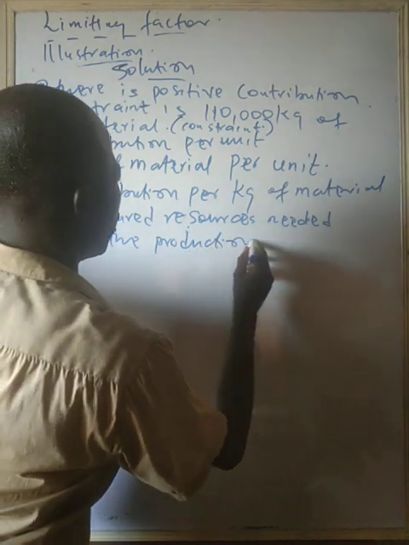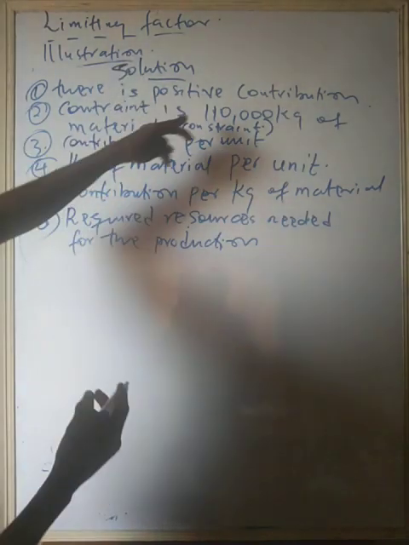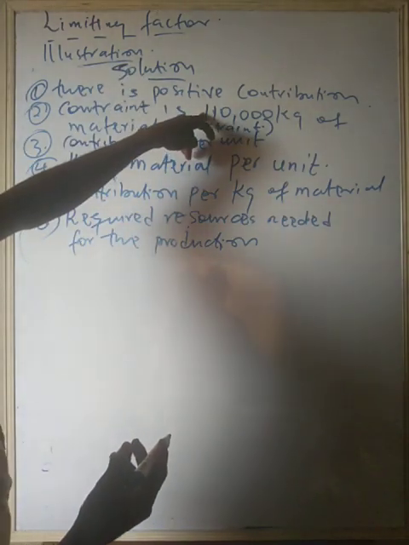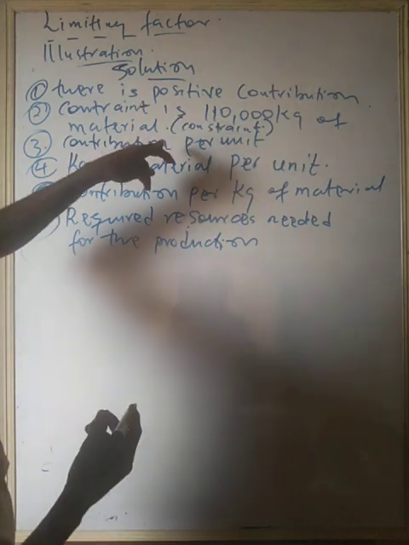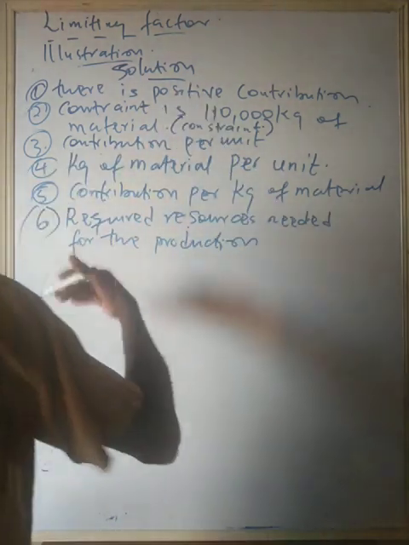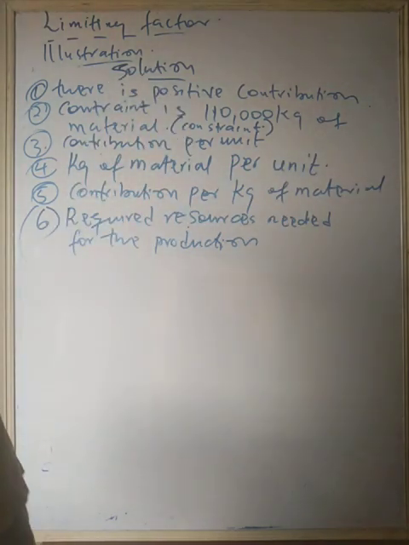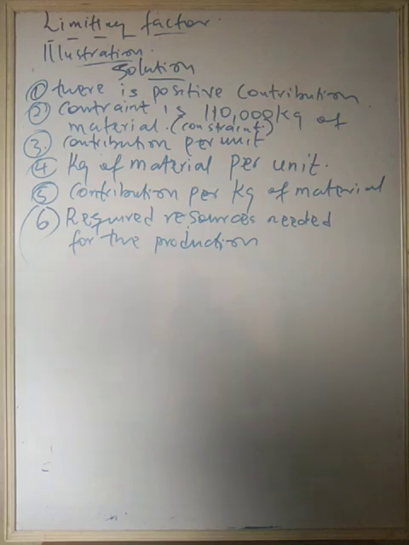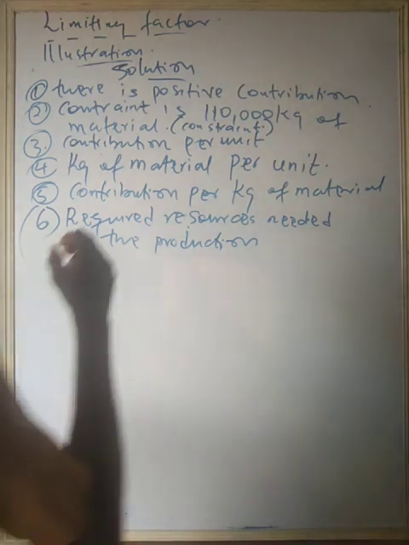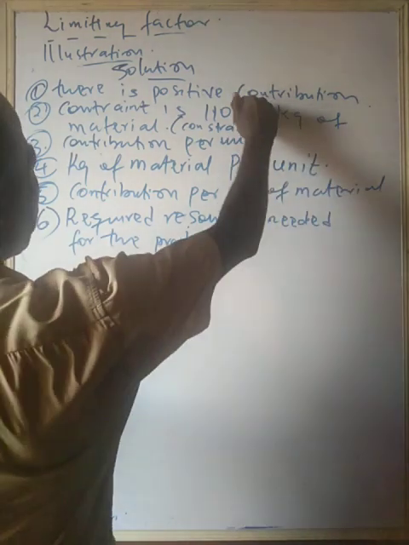Needed for the production. That is the kg needed. The available resources is what? Is 110 kg of material. But what is the required resources? Let's first of all prepare that now so that we know. Then what else? Once you have the required resources, compare it with the available resources.